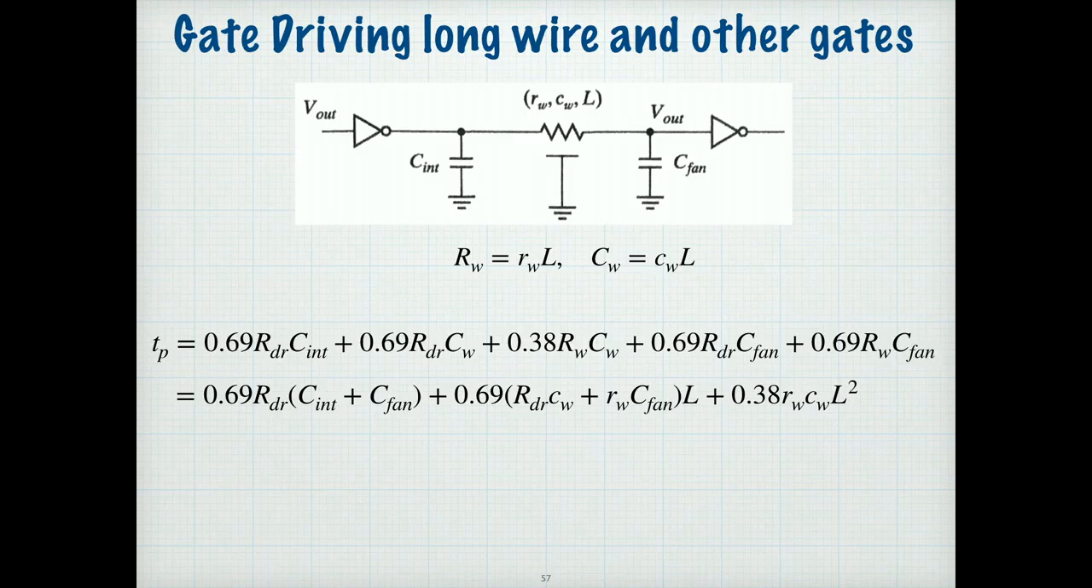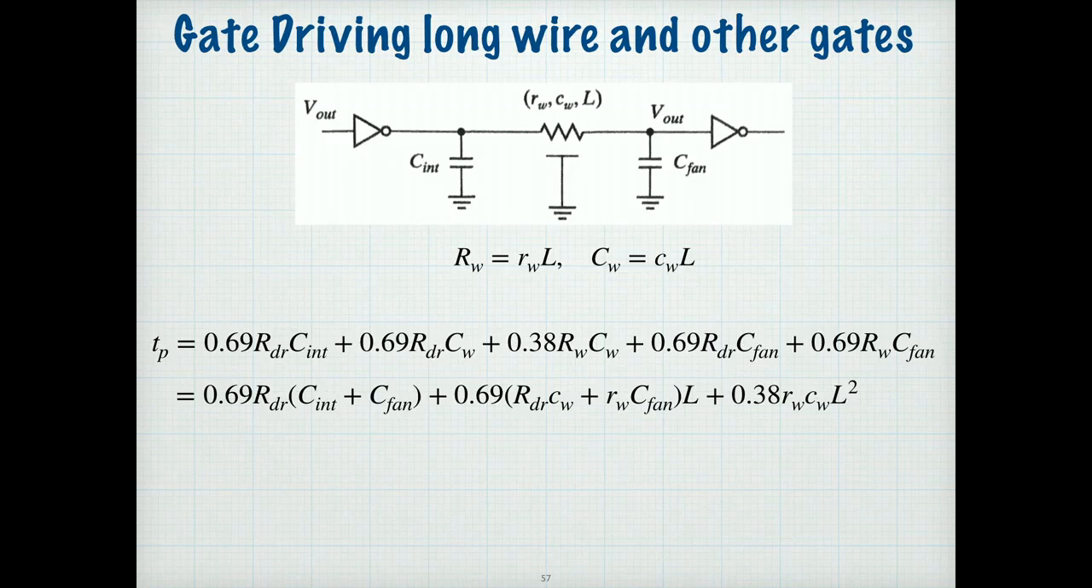So it has to charge up that capacitance, plus 0.69 times the resistance of the wire times the capacitance of the fan out. Right. So we're essentially looking at all the R's times all the C's and adding them all together. And so if you work it out, it ends up something like this.